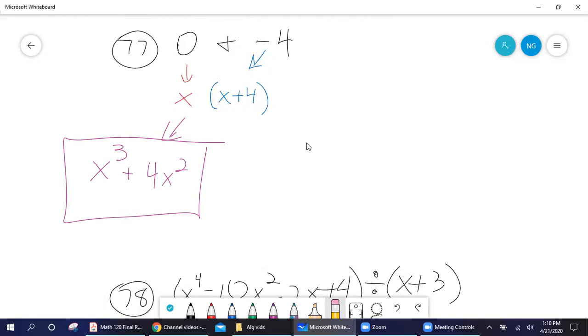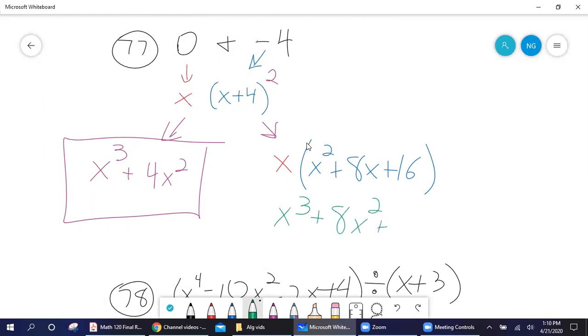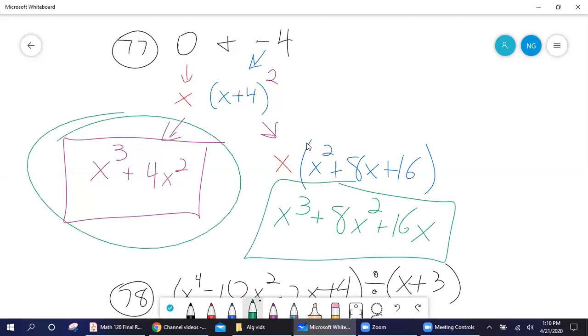Another way I could have done this would have been a harder way, but I could have squared the x plus 4 factor. That would have made this a little more difficult, but I still could have done it. So I still have the x factor, the x plus 4 squared. If I FOIL that out, I would have had that, and then I would have had to multiply the x through all that. Give me x cubed plus 8x squared plus 16x. So technically, both of these are correct. Obviously, this first one would have been simpler.